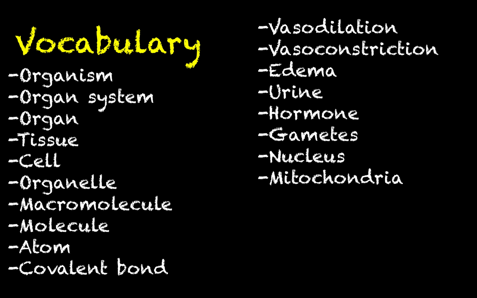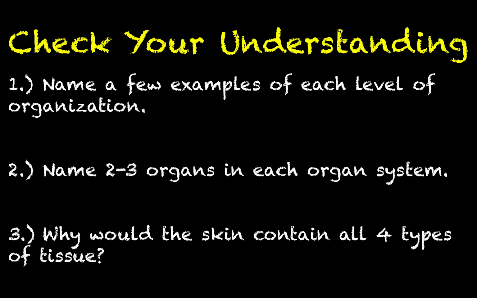So that's going to pretty much do it for this video. Here is a list of vocabulary terms I think you ought to be familiar with after this video. And then for checking your understanding, number 1, name a few examples of each level of organization in the body. Number 2, name 2 to 3 organs in each organ system. And number 3, why would something like the skin need to contain all 4 of the different types of tissue?